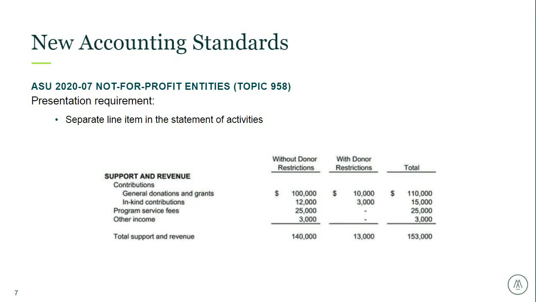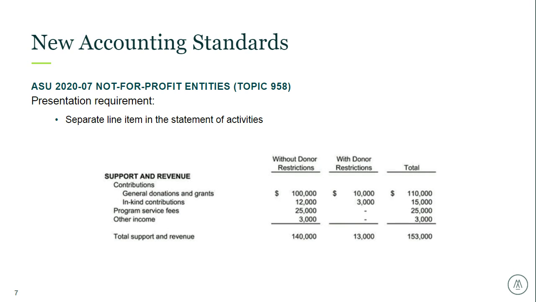But the first one we are going to discuss, and this is one that probably will impact a lot of you, is ASU 2020-07, and this is presentation and disclosures by not-for-profit entities for contributed non-financial assets. This was issued in September of 2020, and it's effective for fiscal years beginning after June 15th, 2021. So this is really a June 30, 2022 and thereafter kind of fiscal year end.